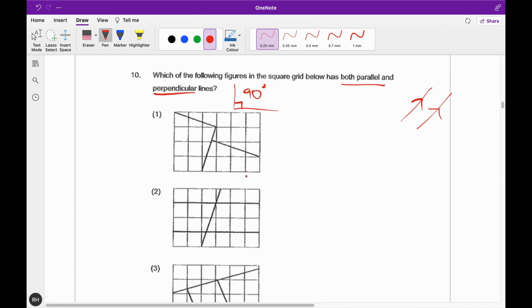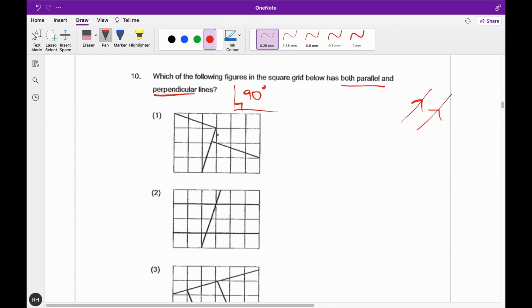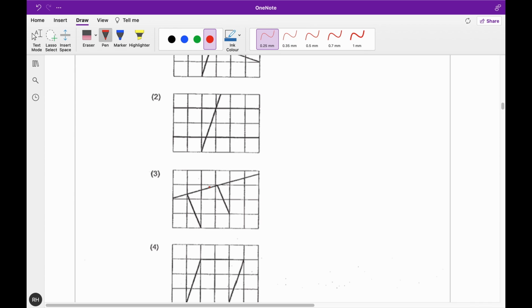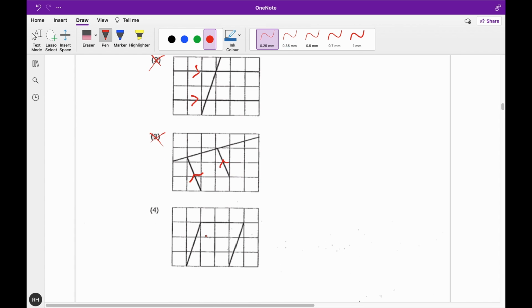So let's take a look at option 1. Probably this has a 90 degree and 90 degree, but it doesn't have any perpendicular lines and parallel lines. Okay, let's take a look at option 2. Option 3 is out as we don't have any perpendicular. There are parallel lines over here, but there are no perpendicular lines. This one has parallel lines, but it does not have any perpendicular lines, so this is out. Okay, let's take a look at option 4.